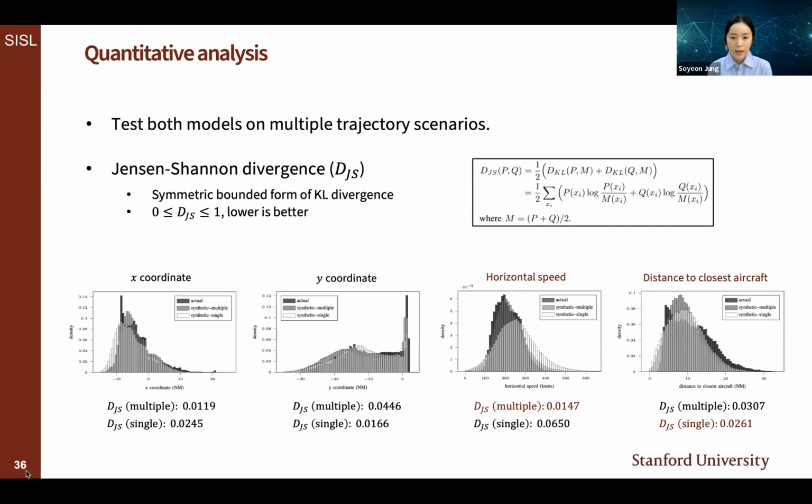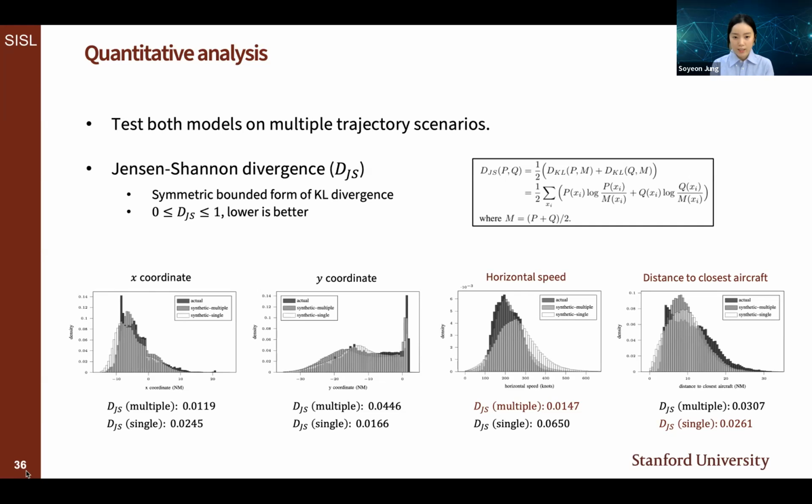From the 3rd and 4th graphs, we can observe that the distributions of the multiple trajectory model is more concentrated near the mode than those of the single trajectory model. This result is probable because the multiple model learns the pairwise relations between aircraft, and so individual trajectory has smaller degree of freedom.